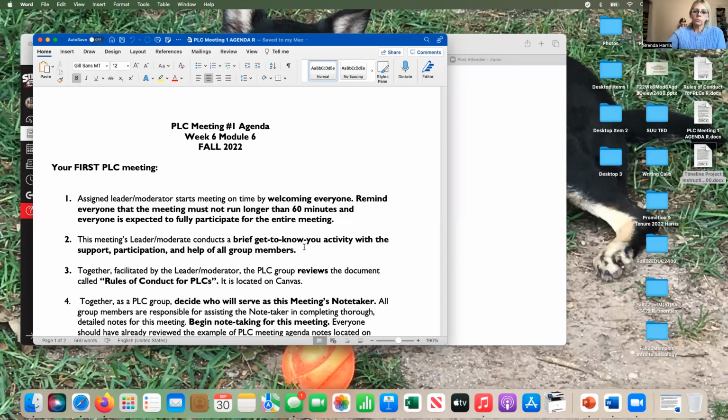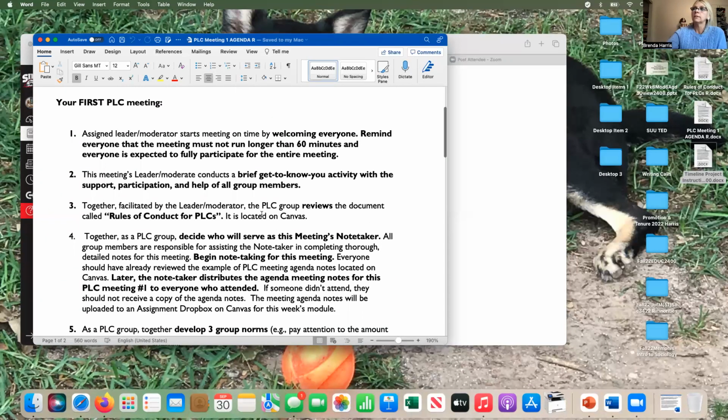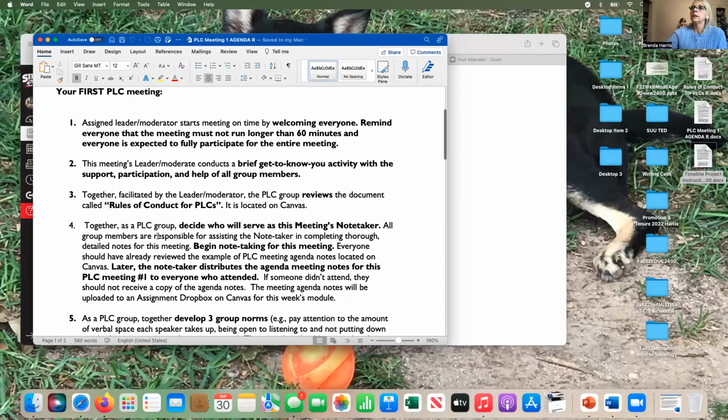So that person, and be patient because the first meeting's always a little rocky. Okay. So begin by welcoming everyone and reminding them that the meeting's not supposed to go for 60 minutes and everyone should fully participate. There's your icebreaker, the next thing on the agenda. And then you're going to review the rules of conduct. You can just skim through that. Just make sure that you as a group check for understanding, make sure everybody's on the same page. So you can zip through that fairly quickly.